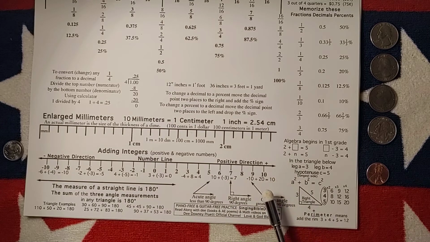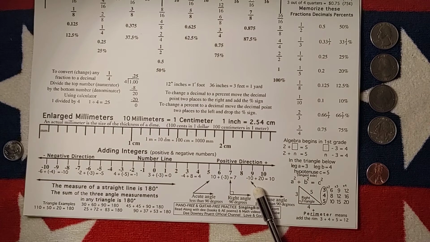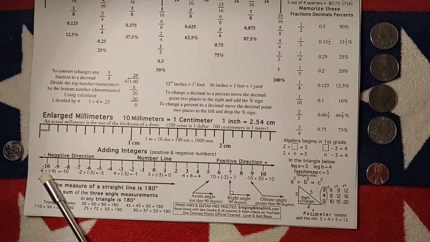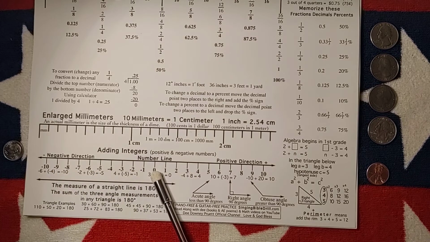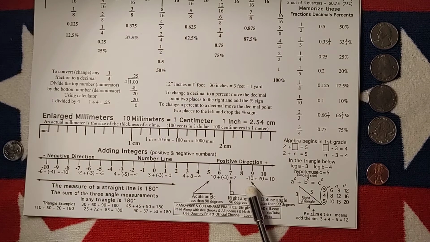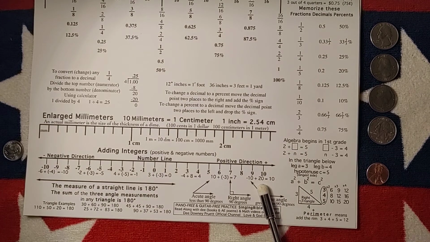All right, and it works with bigger numbers. Negative 10 plus 20 is equal to 10. So negative 10 plus 20 is equal to positive 10. The rule for this: if you're adding and one sign is negative and one sign is positive, find the difference of the two numbers. 20 minus 10 is 10, and keep the sign of the larger number, positive 10.